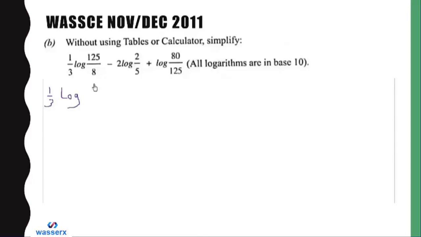We can rewrite this as 1 over 3 log, and we know 125 over 8 can be rewritten as 5 over 2 all to the power 3, then minus, this one can be written as 2 log 2 over 5, then plus log 80 over 125.